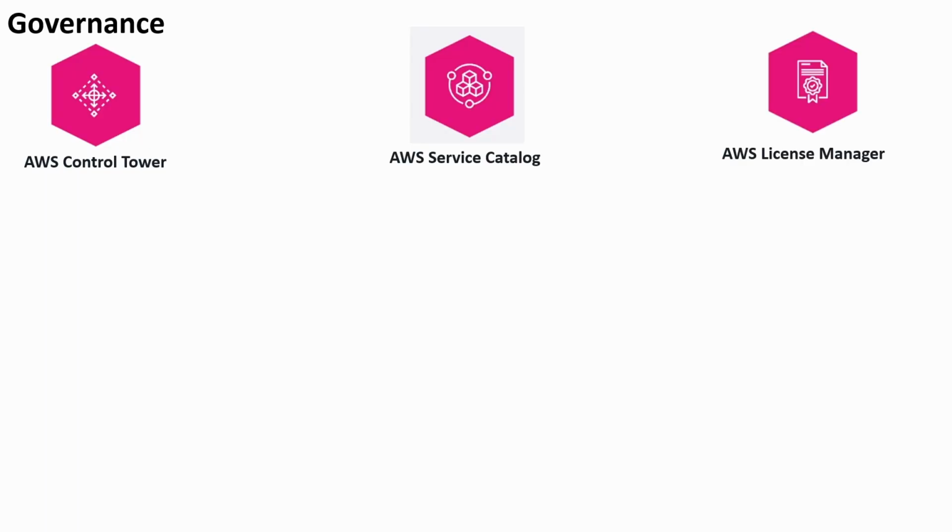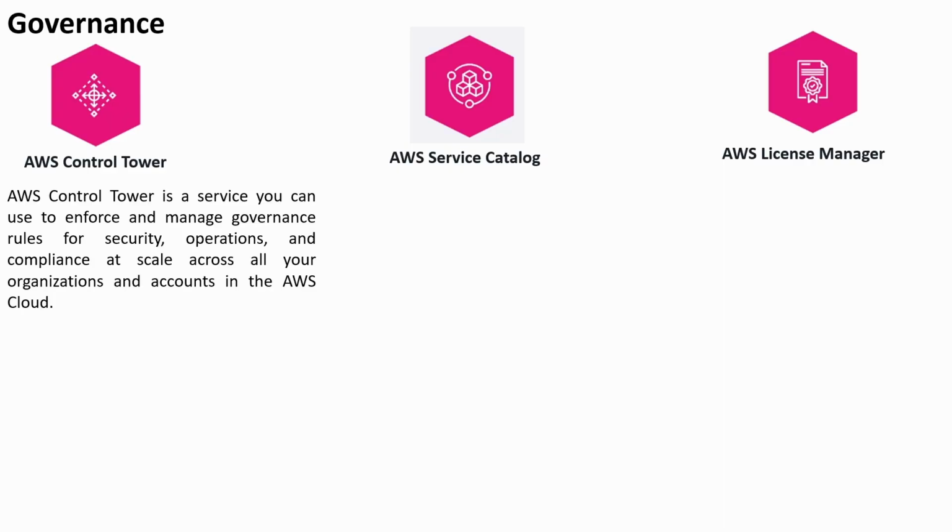If you want to set up an entire multi-account environment with guardrails already in place, use AWS Control Tower. It's the automated factory that builds a secure landing zone for your teams to work in. Control Tower is a service you can use to enforce and manage governance rules for security, operations, and compliance at scale across all your organizations and accounts in AWS Cloud.